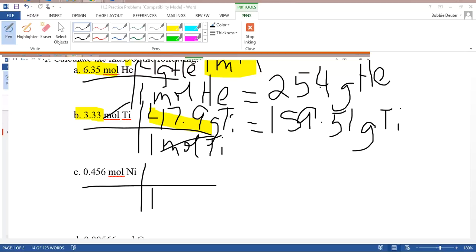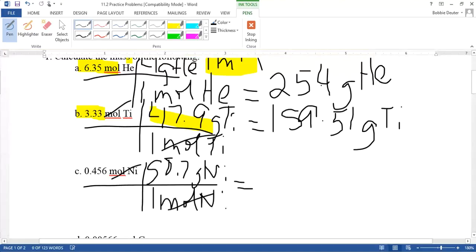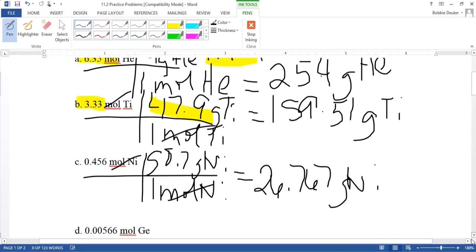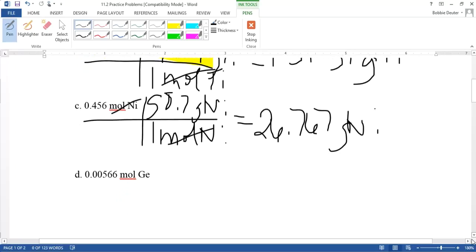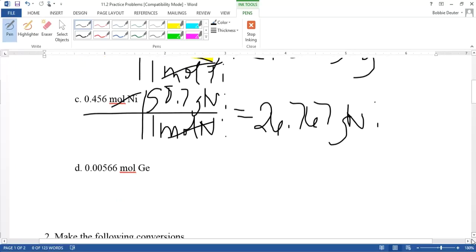We look at our periodic tables. We find out we have 58.7 grams of nickel. Multiply 0.456 times our 58.7, and we get 26.767 grams of nickel. Again, if you round it to a single digit, 26.78 would be acceptable too.